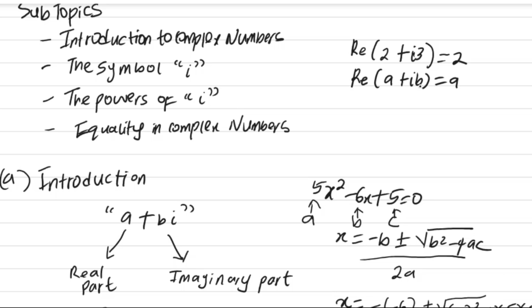Also, you can be told to find Im of 2 plus 3i. Im of 2 plus 3i is going to give us 3. That is, the imaginary part is 3. So Im of the general form, a plus ib, is going to give us what?